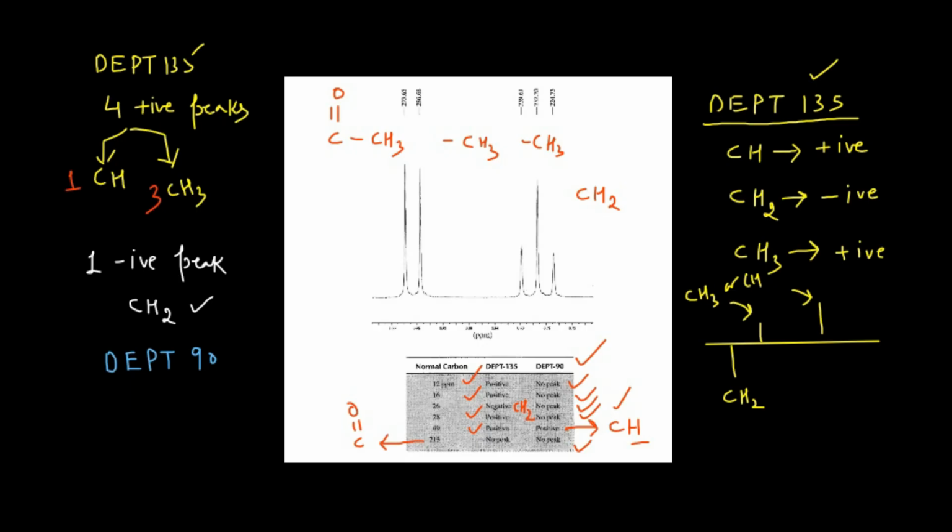And then from the DEPT 90, you have confirmed this CH. So you are having these things. Okay. Now you can put them together to get the correct structure of the molecule. I hope you understood this much quite clearly. Now we can put these pieces together to get the correct structure of the molecule. This is something very, very important.